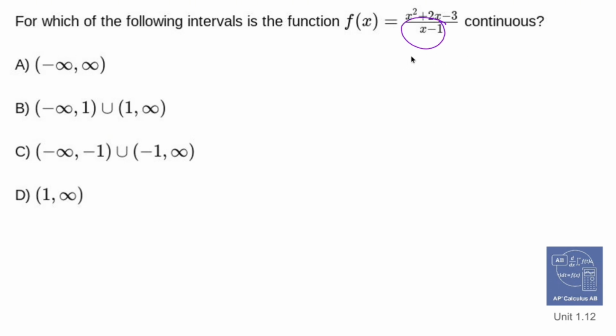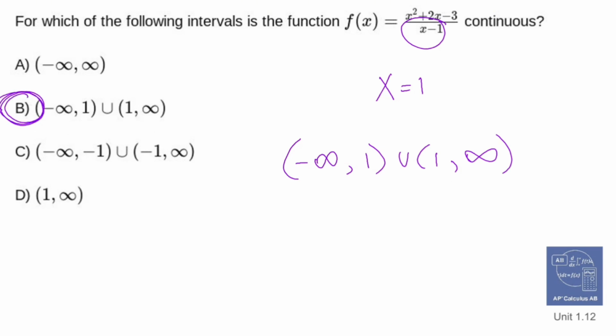The fact that I have an x minus 1 in the denominator means that at x equals 1, it is discontinuous. Whether it simplifies or becomes a hole or a vertical asymptote, it is discontinuous at x equals 1, which means it's continuous for everything up until 1 and then from 1 on. And so the option for that is going to be B.